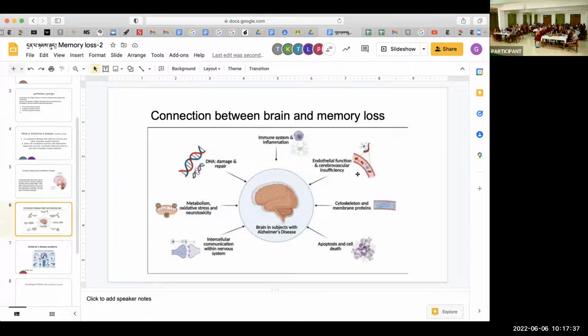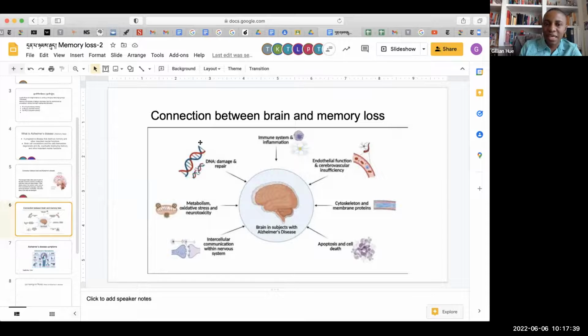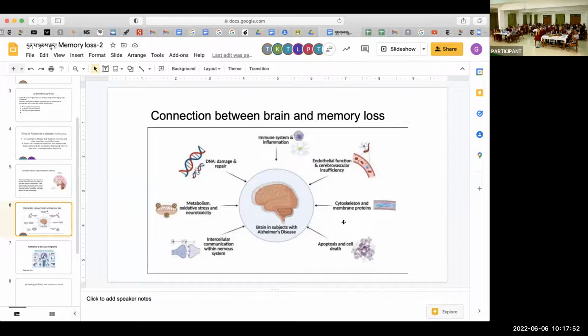So you can learn about the different scales, you can learn at the DNA level, you can learn within a cell, you can learn at the synaptic level. So there's many different things that can be included in our understanding of memory loss.